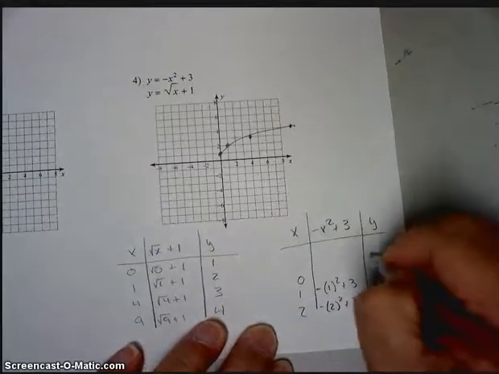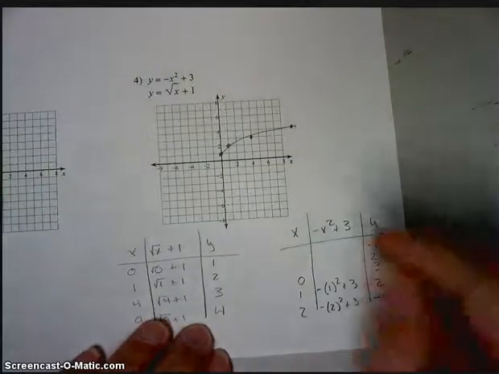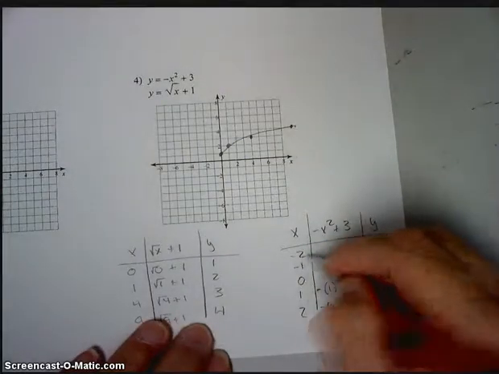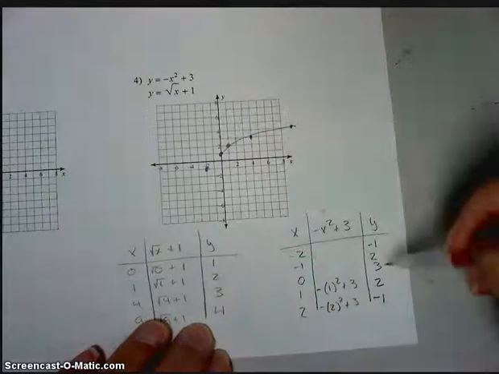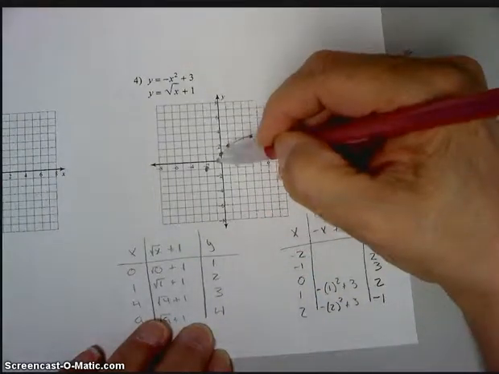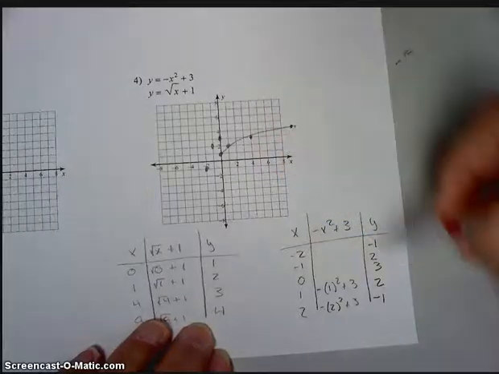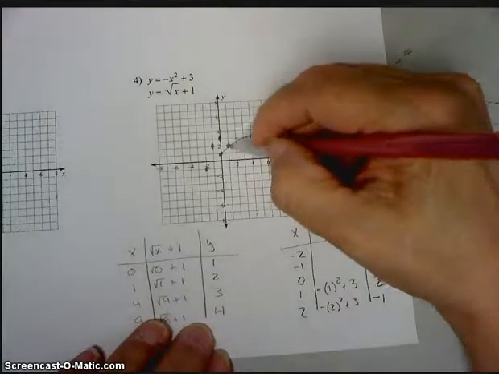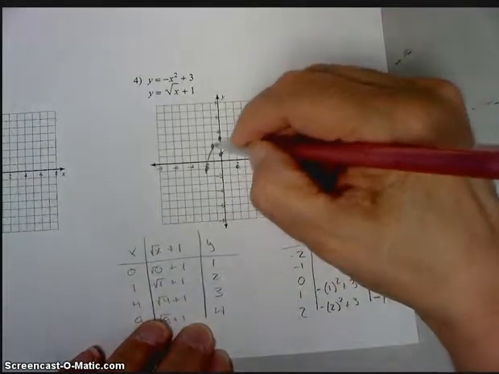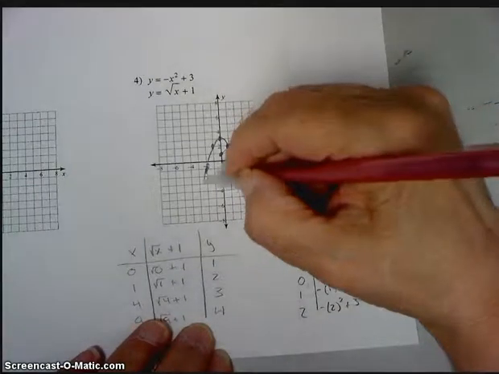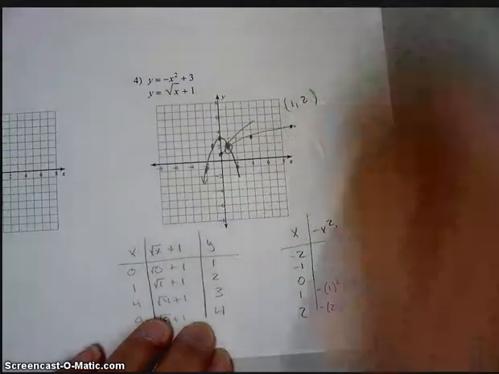And I know I'm going to be symmetrical about the vertex there. So this would be negative 1, negative 2. So at negative 2, I'm at negative 1. Negative 1, I'm at positive 2. 0, I'm at 3. 1, I'm at 2. And at 2, I'm at negative 1. So my graph goes like this. So there's my intersection here at 1, 2. That will be my intersection.